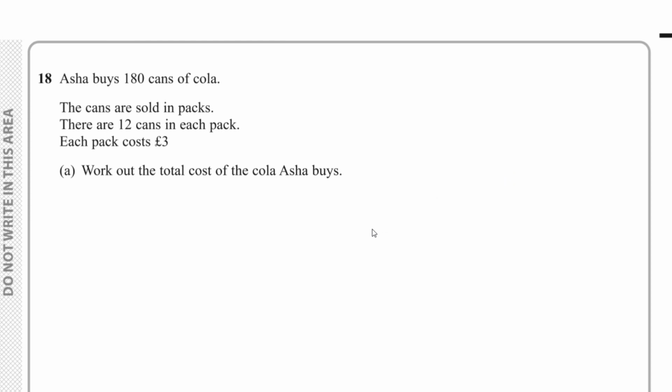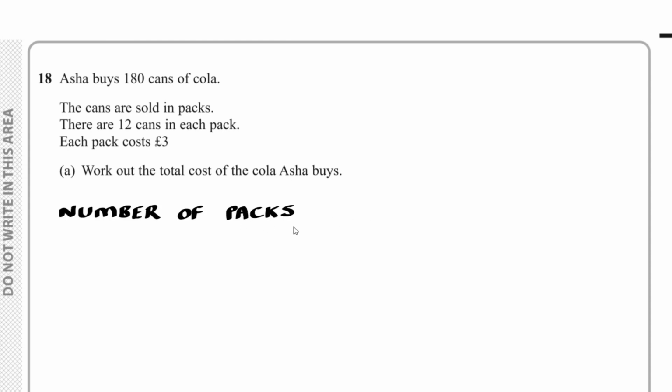Question number 18. Asher buys 180 cans of cola. The cans are sold in packs. There are 12 cans in each pack. Each pack costs £3. Part A, we have to work out the total cost of the cola Asher buys.